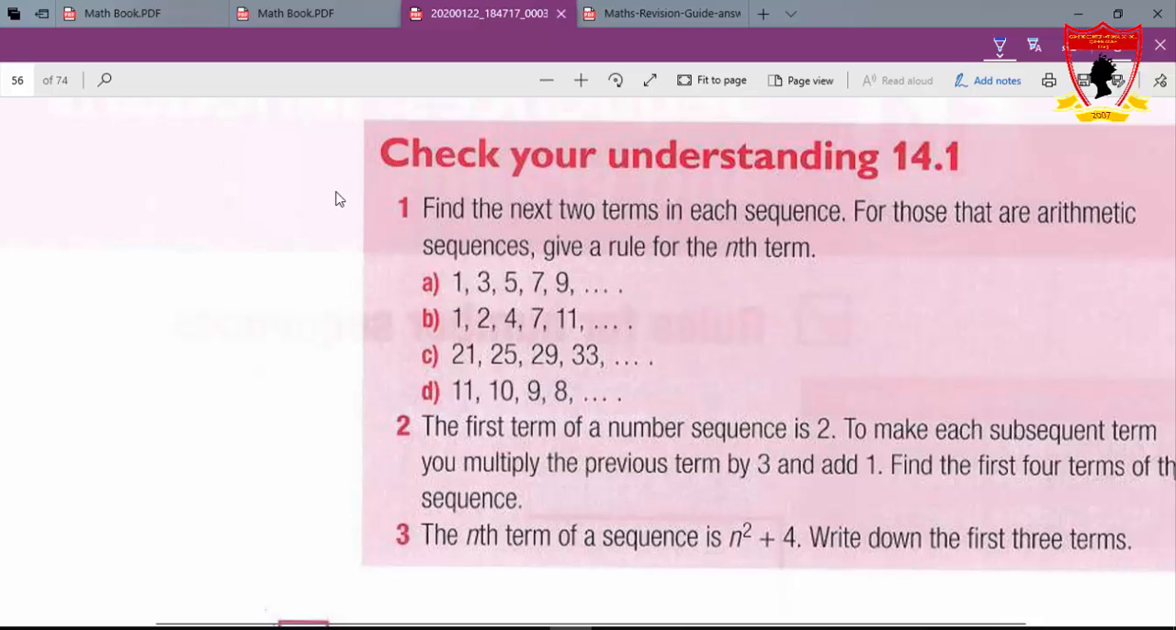So this video is about sequences. Basically, it's about the term-to-term rule, the position-to-term rule, and finding the formula of the nth term for arithmetic sequences. Firstly, an arithmetic sequence is a sequence that goes up or down by equal steps.